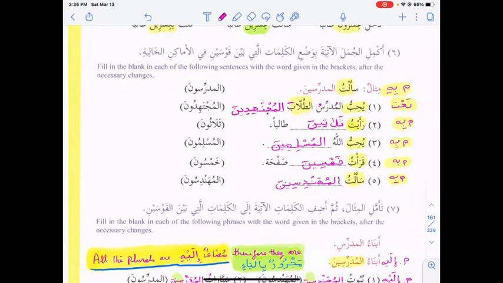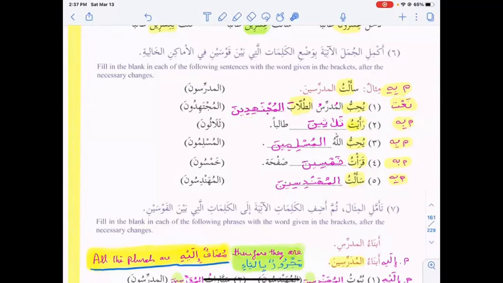Raitu thalathuna will change into thalathina. Mafulun bihi, mansub. I saw 30 students. So mafulun bihi, mansub bil ya. All of them are mansub bil ya.